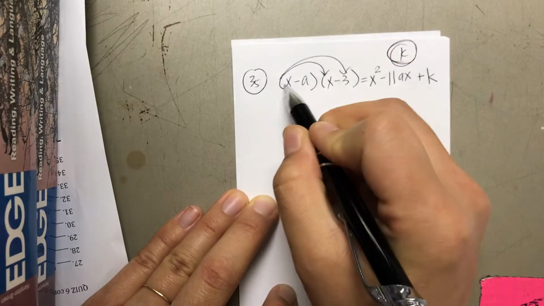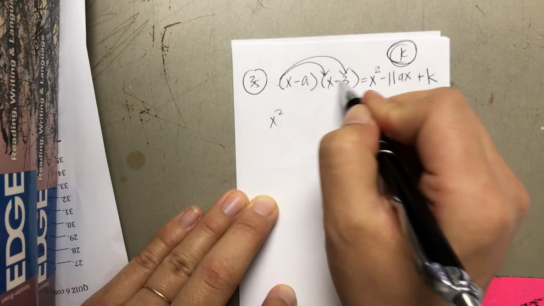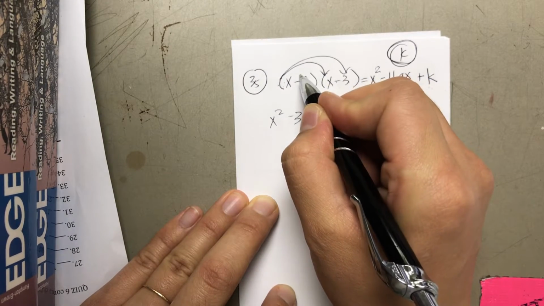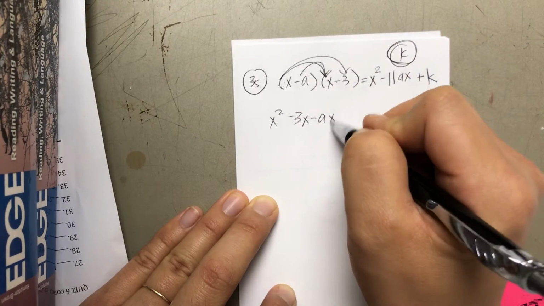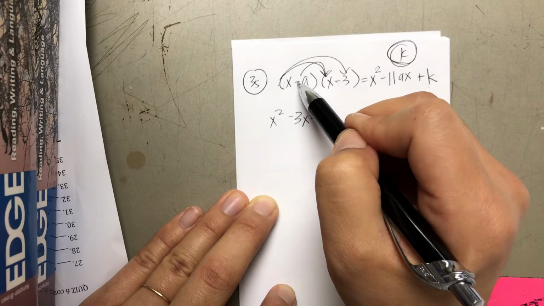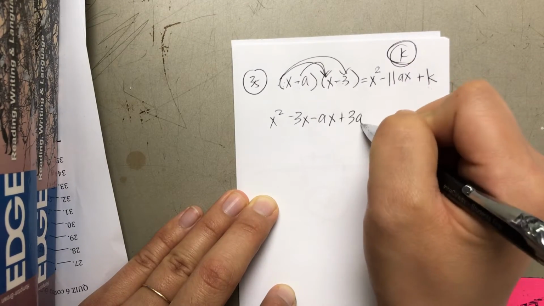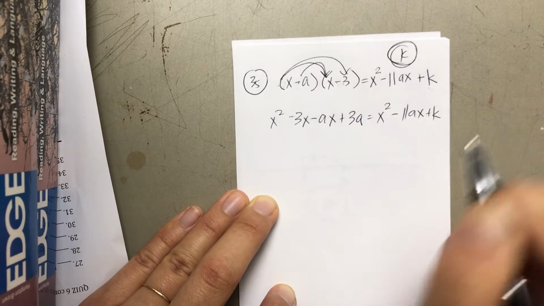Okay, so let's start with this. X times x is x squared. X times negative 3 is negative 3x. Negative a times x is going to be negative ax. And then negative a times negative 3 is going to be positive 3a. And that's going to equal x squared minus 11ax plus k.